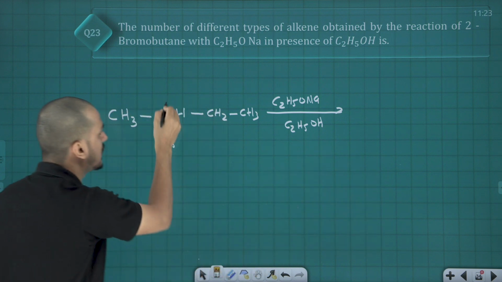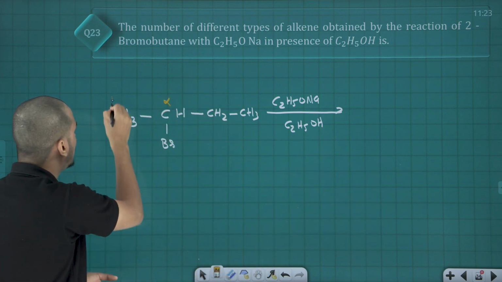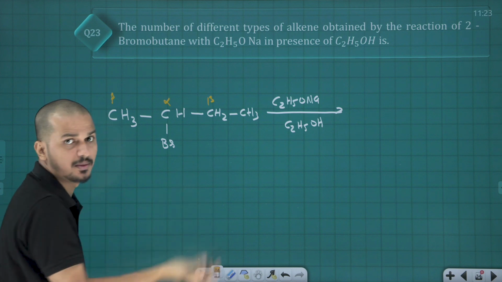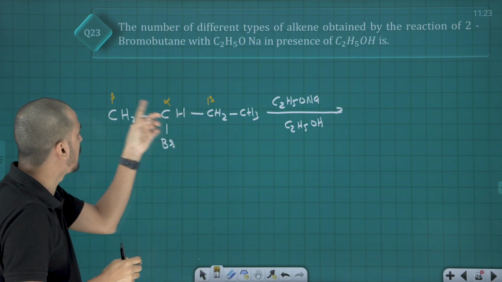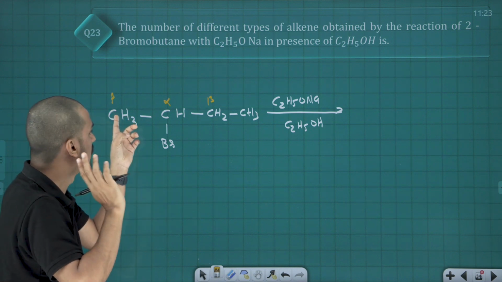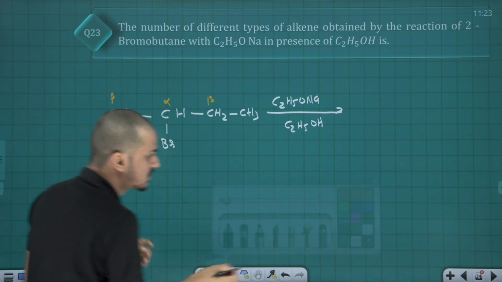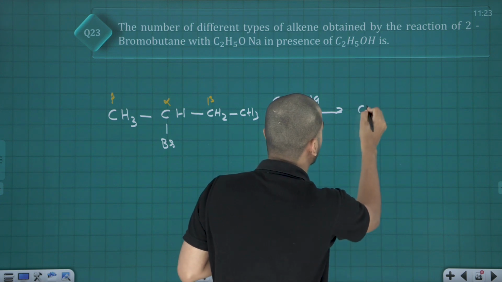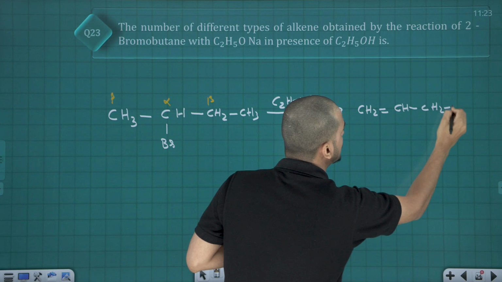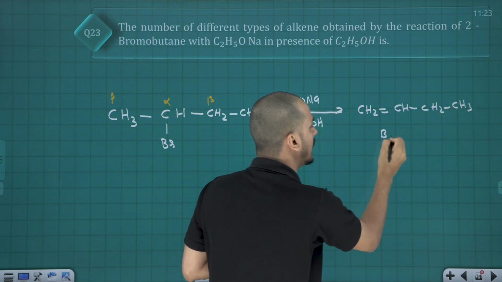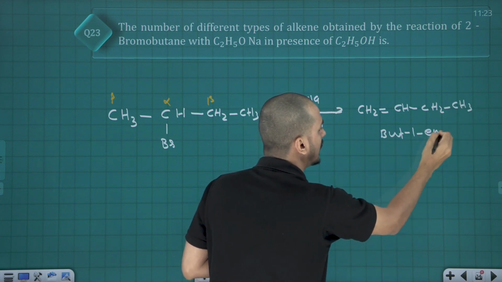The bromine-attached carbon is alpha. This is beta, this is beta. So how many beta eliminations will take place? From here one alpha, from here one beta. One hydrogen will go and one double bond will form there. So we can write CH3CH2CH=CH2. This is but-1-ene, one product.